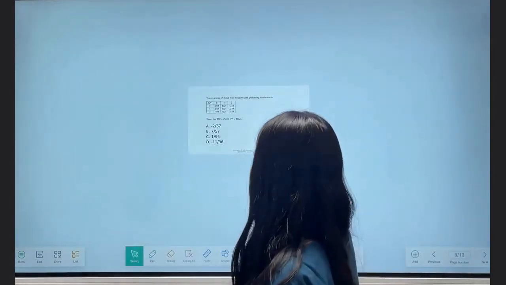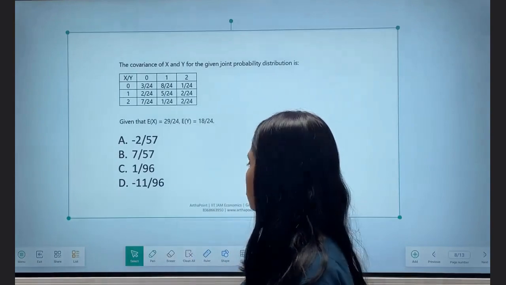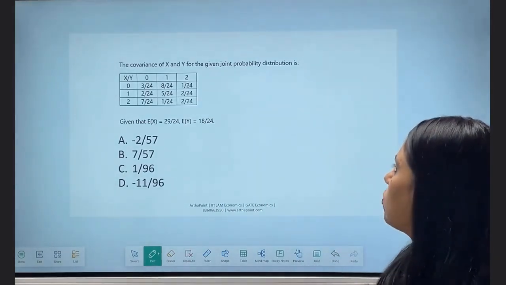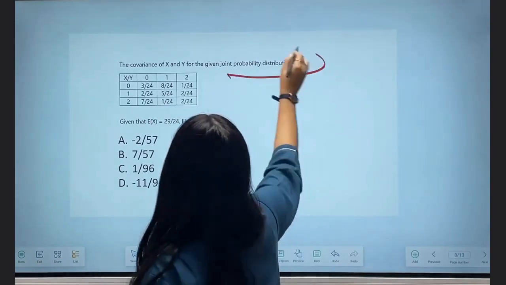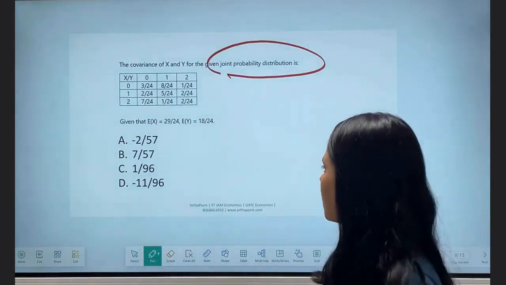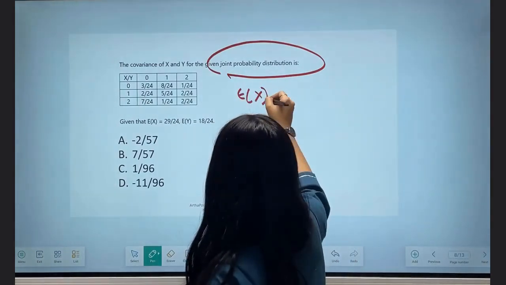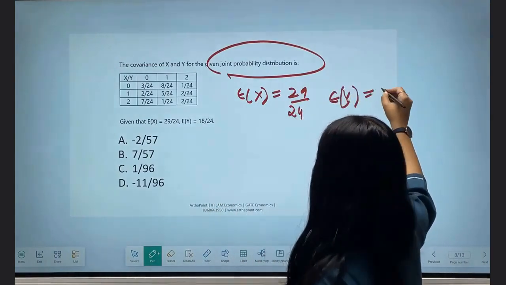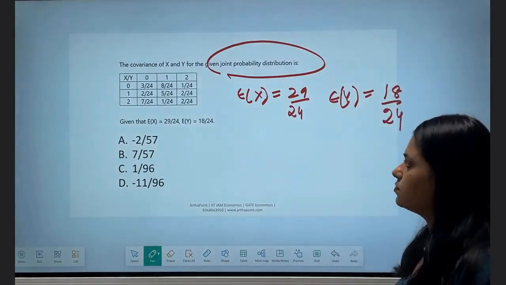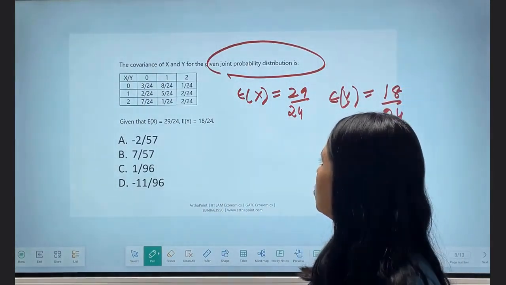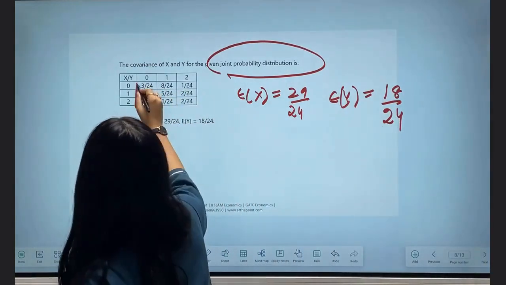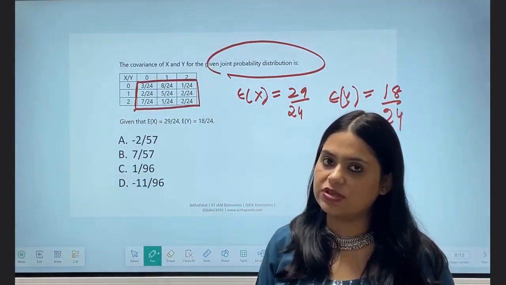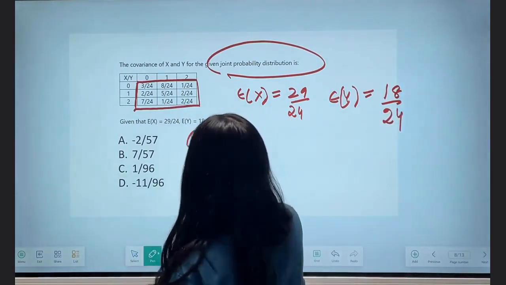Read it out. Try to do it yourself first. करो बेटा. The covariance of x and y for given joint probability distribution is given by, and you are given that E of x is equal to 29 by 24 and E of y is 18 by 24. And you are given these probabilities. ये joint PDF करके एक table दिया हुआ है. You're given these probabilities and you have to find the covariance. So beta, what will be covariance?